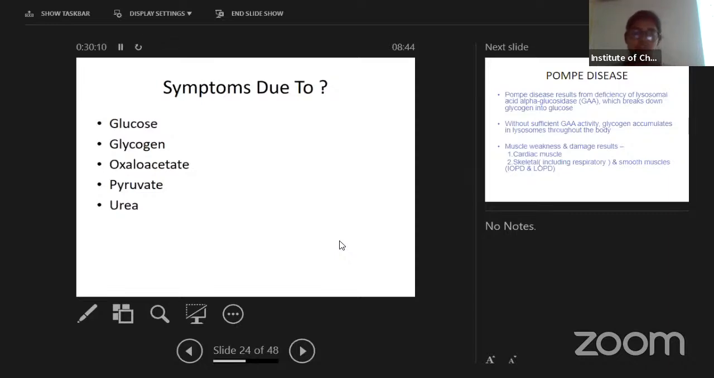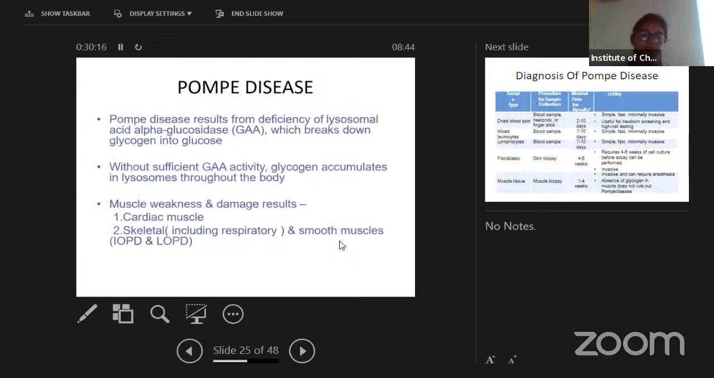Before giving the answer to this question, I would like to introduce the second disease, that is Pompe disease. Pompe disease results from the deficiency of lysosomal acid alpha glucosidase. Gaucher disease is caused by beta glucosidase deficiency, and this disease is caused by alpha glucosidase deficiency, which breaks down glycogen into glucose, resulting in accumulation of glycogen, which mainly affects the muscles: cardiac muscle, skeletal muscle, and smooth muscle.